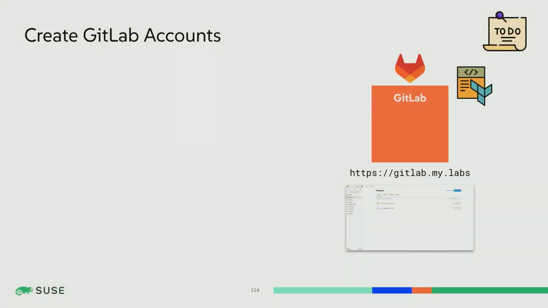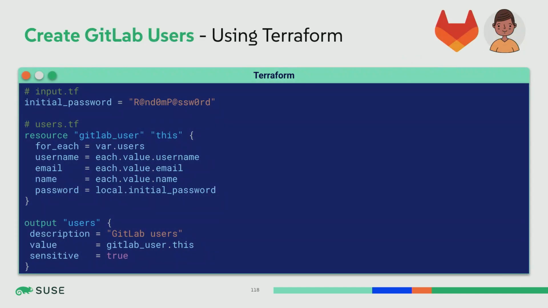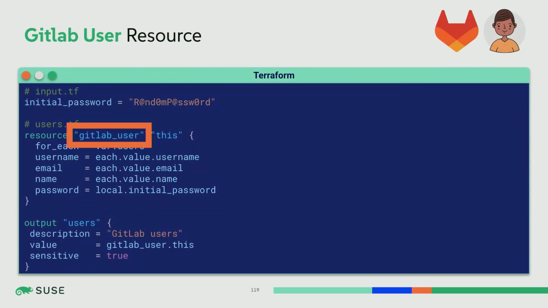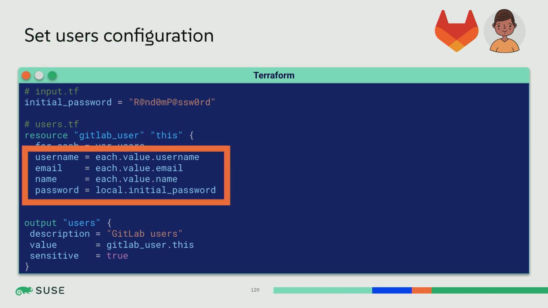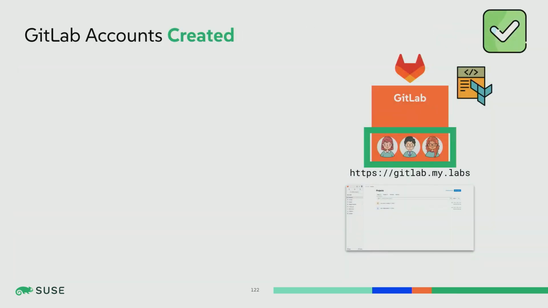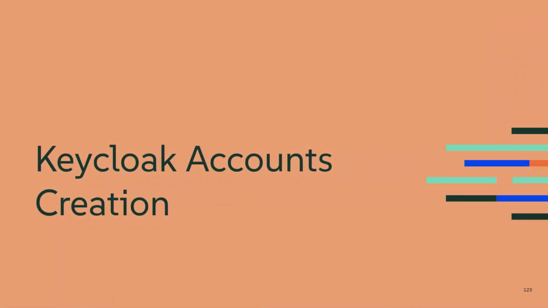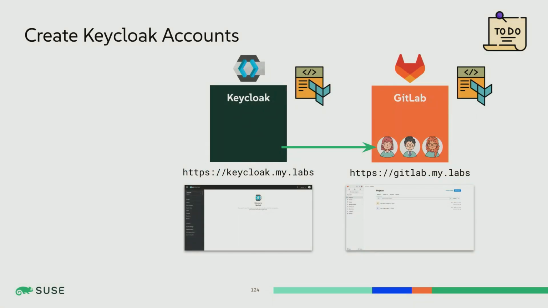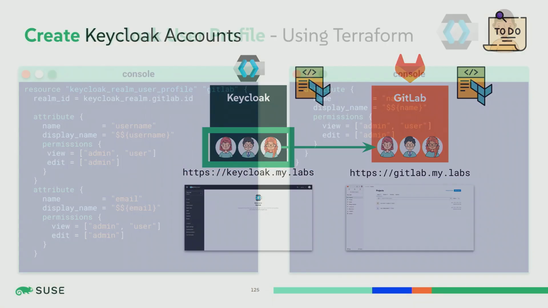Then use these users to create the GitLab accounts inside GitLab, using the GitLab user resource. We use the GitLab resource looping into these users to create the resources, and output these users to get the IDs of GitLab for Keycloak later on. So account created on GitLab, the same for Keycloak. So create the Keycloak account there.